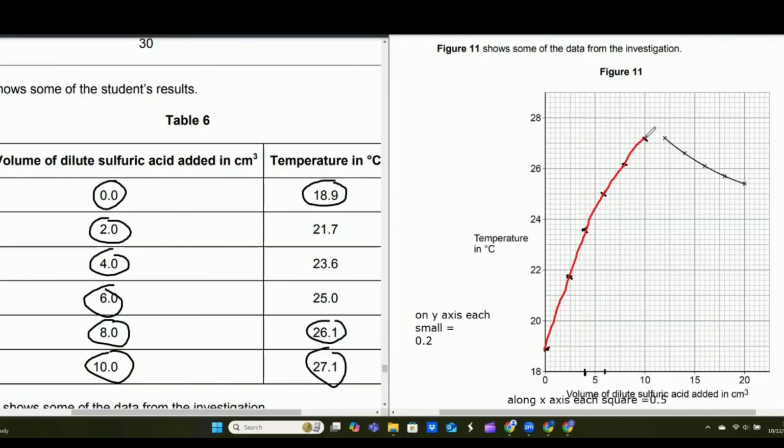Now the next part of the question is to predict the volume of sulfuric acid needed to completely neutralize 25 cm³ of potassium hydroxide. And it's the point where these two lines cross. And so it's 11 cm³. I'm circling it there. So you look along your x-axis, it's 11 cm³.